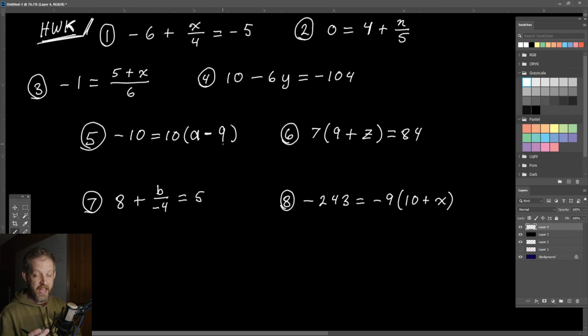So number 6, we have 7 times, in parentheses, 9 plus z, close parentheses, equals 84, right? And then number 7, we have 8 plus b over negative 4. That's a b, not a 6, all right? Equals 5. And then the last problem is negative 243 equals negative 9 times, in parentheses, 10 plus x. I would use scratch paper there. It's going to make your life a little bit easier. So there are the problems.